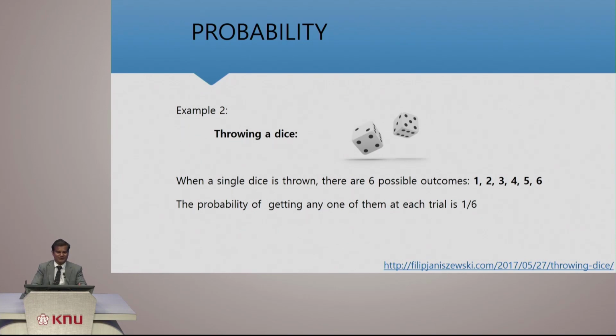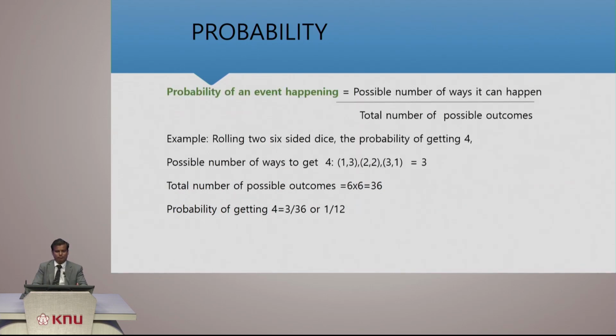Throwing a dice: when a single dice is thrown, there are 6 possible outcomes: 1, 2, 3, 4, 5, 6. Of course, when you throw 2 dice, there are more possible outcomes. But let's consider throwing just 1 die. The probability of getting any one number on each trial is 1/6, because there are 6 numbers. The probability of an event happening equals the number of ways it can happen divided by the total number of possible outcomes.